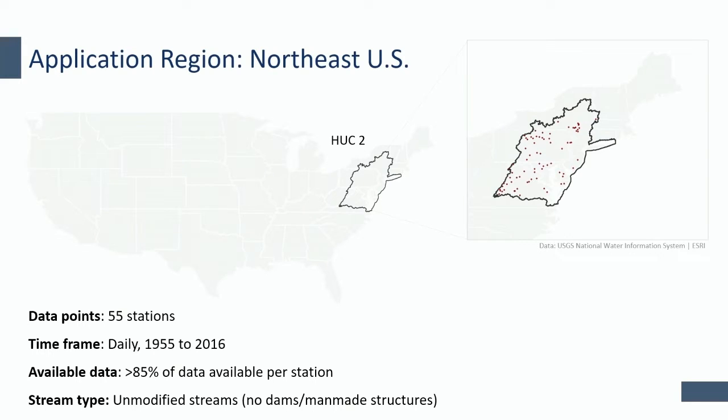Each of the stations had at least 85% of their data available. And most importantly, we chose stations that were on unmodified streams. So there were no dams or man-made structures there to influence or control the flow at those locations. Thus, we could explain these changes, again, using climate information.